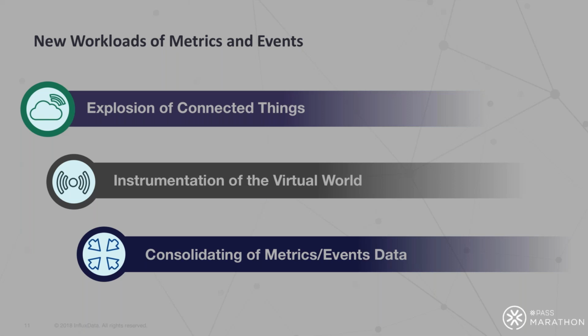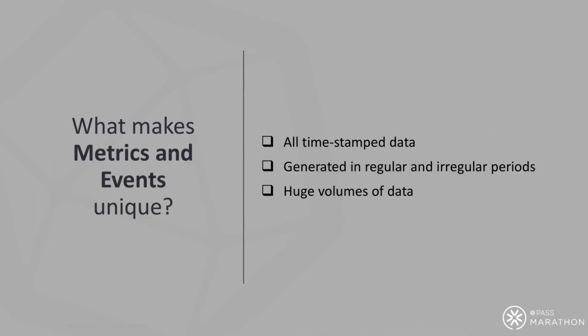Metrics and events are being generated by dozens of systems or more, hundreds of systems at times, and you need to consolidate all those metrics and events being generated by your infrastructure layer, your virtualization layer, your instrumentation layer, your Kubernetes layer, and your cloud provider, and to make sense of all of these. And this is what makes metrics and events unique. So there are common elements. Metrics and events are all timestamp data. They are generated in regular and irregular intervals.